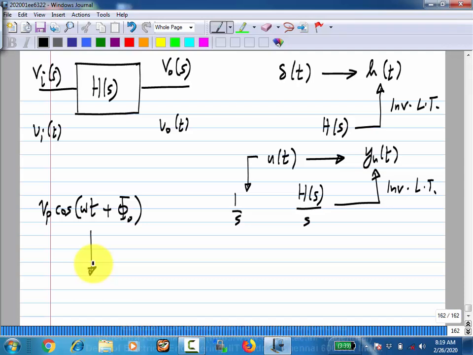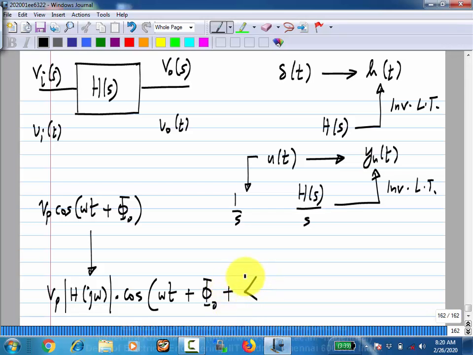Vp times the magnitude of H at omega. What should be the argument here? J omega. Okay, times cos of omega t plus phi naught plus the angle of the transfer function at the same frequency. Is this the output? This is a steady state output.